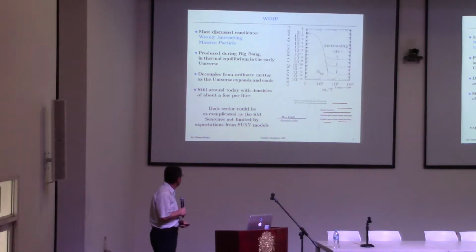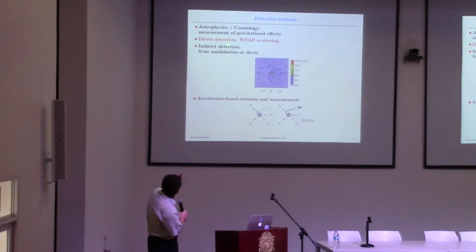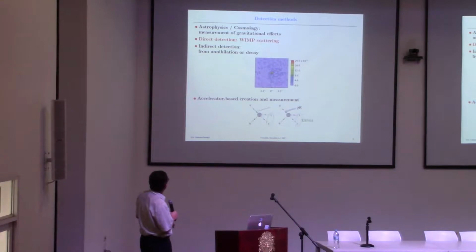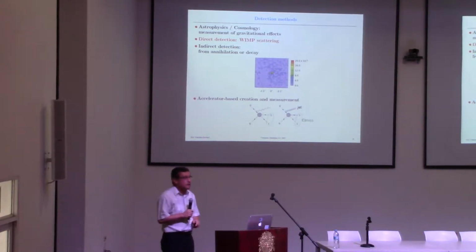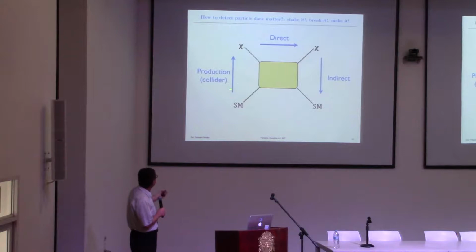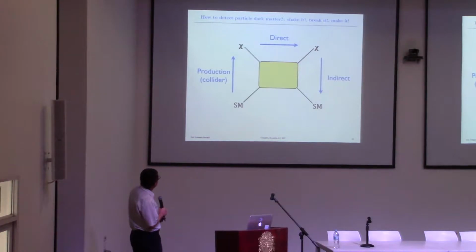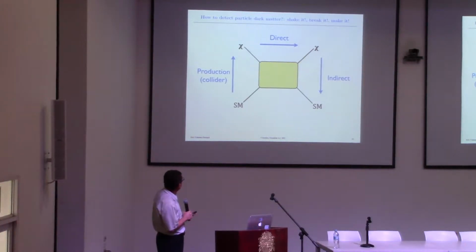So the detection methods: I'm going to focus on WIMP scattering, direct detection, and as I said, on Thursday you will hear about indirect detection. Alejandro will talk about it, and we already have seen some results about accelerator-based searches. This is basically how to detect it: shake it, break it, and make it, for the search of dark matter.